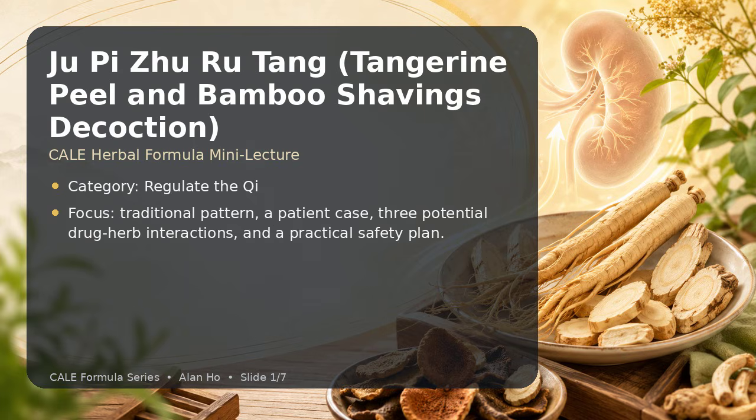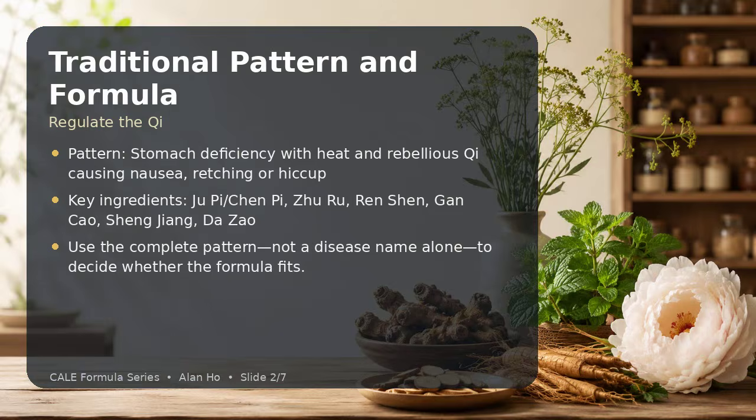The purpose is educational. Herbal formulas are selected by pattern, but medication safety still requires attention to pharmacology, dose, duration, and the individual patient. Traditionally, Tang is classified under Regulate the Chi. A representative pattern is stomach deficiency with heat and rebellious chi causing nausea, retching or hiccup. Important ingredients include Chen Pai, Juru, Ren Shen, Gan Kao, Shen Jiang, Da Zhao.